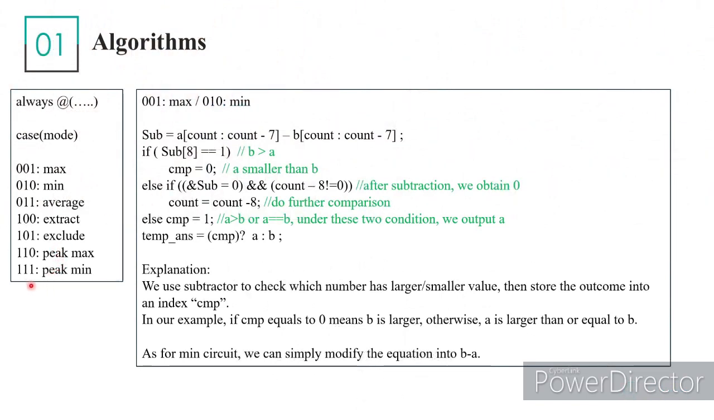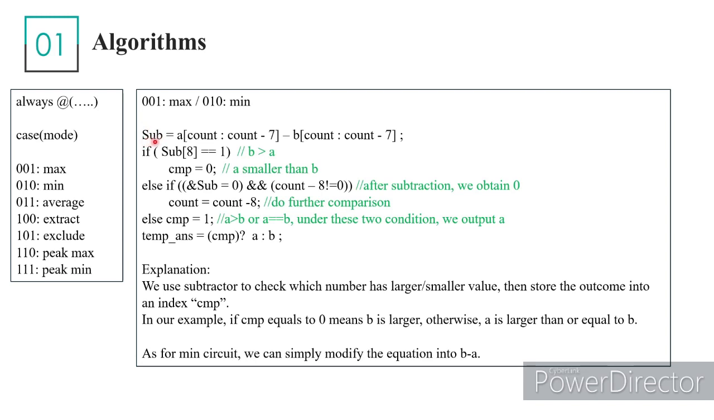So in this project, we have 7 functions to implement. I'm going to introduce maximum circuit and minimum circuit together, extract circuit and exclude circuit together, and peak maximum circuit and peak minimum circuit together because they share similar algorithms. And this is the basic structure of our circuit.